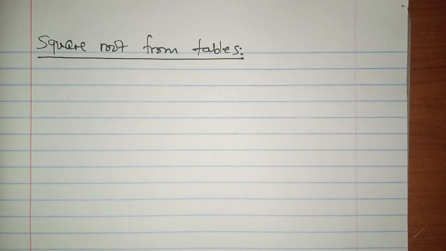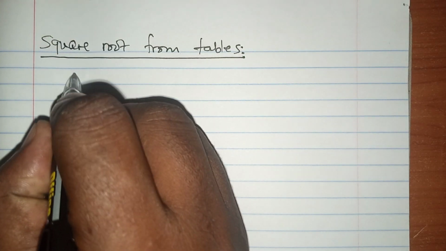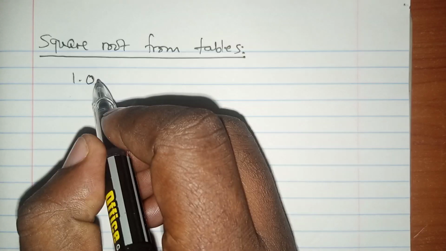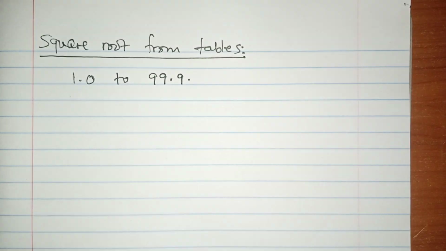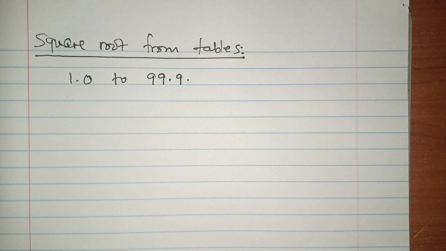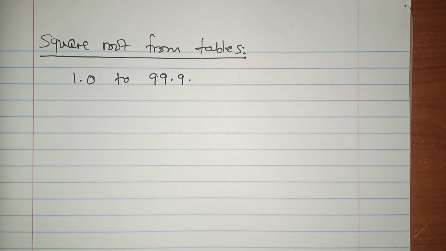Square root from tables, and we need to understand that tables of square roots are used in a similar way to tables of squares. Square roots of numbers from 1.0 all the way to 99.9 are given in the tables and can be read directly, and you will get the square root.